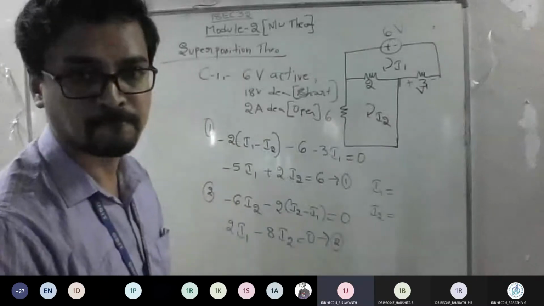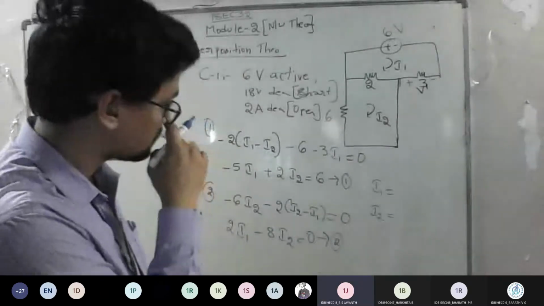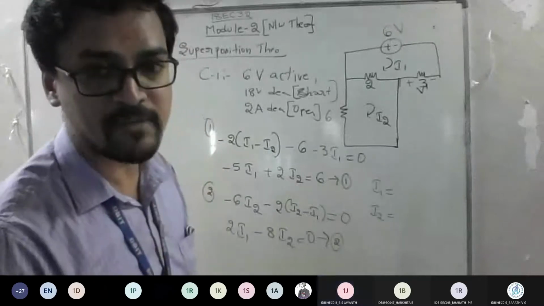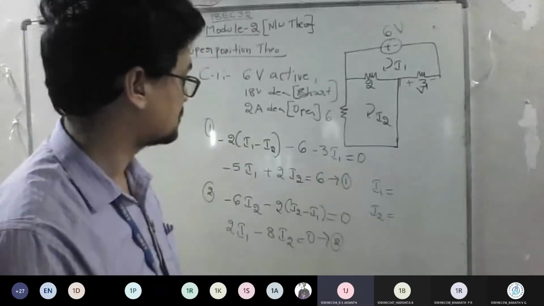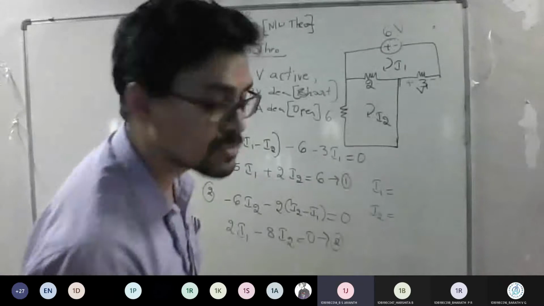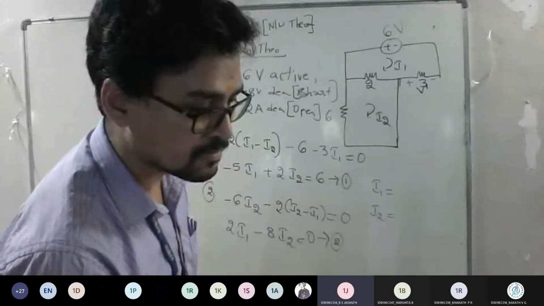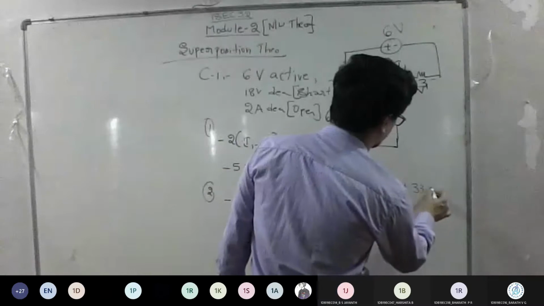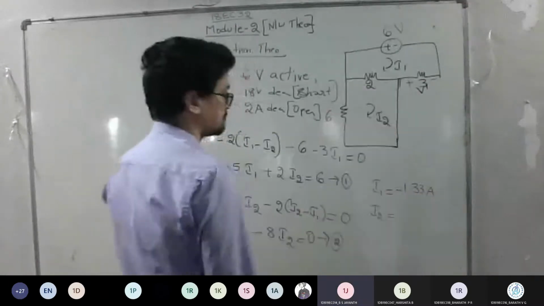How much, Jan? I1 is minus 1.33, sir. No. You tell me I for current. Let's go with the procedure. I1 is how much? I1 itself, sir. How much? Minus 1.33, sir. Okay, fine. Amps. What about I2 here?